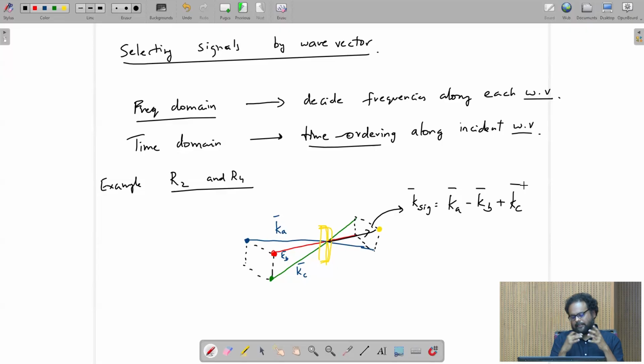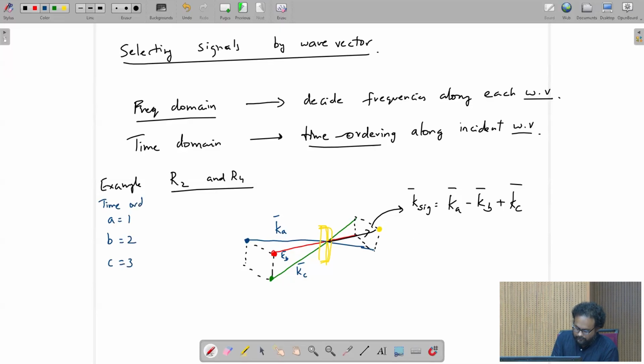Now let's say I have control over which of these pulses comes first, A, B, or C. Time ordering. So let's say when A comes first, B comes second, C comes third, this is my time order. Then you will see a signal which will be K1 minus K2 plus K3.